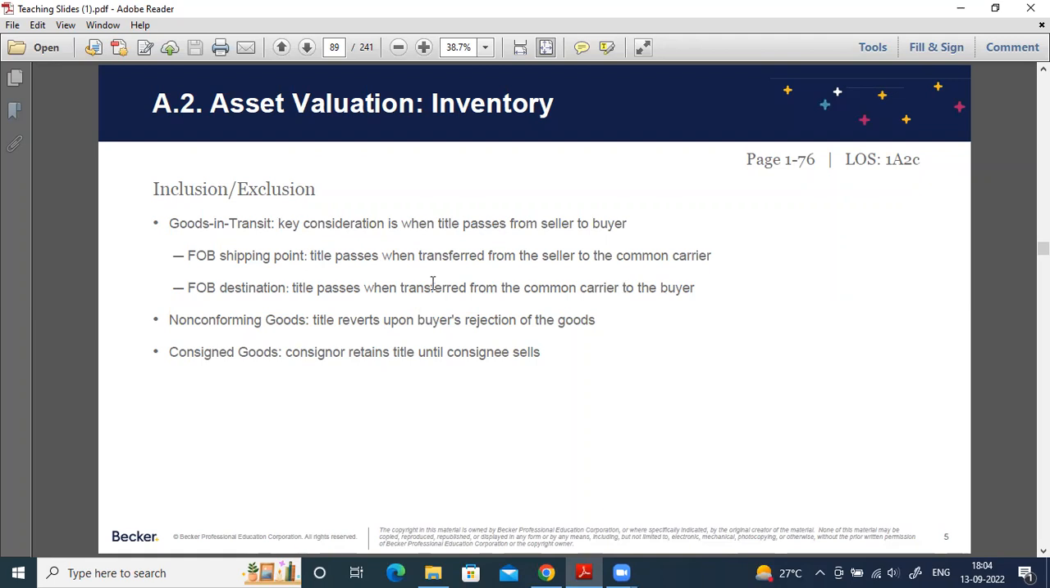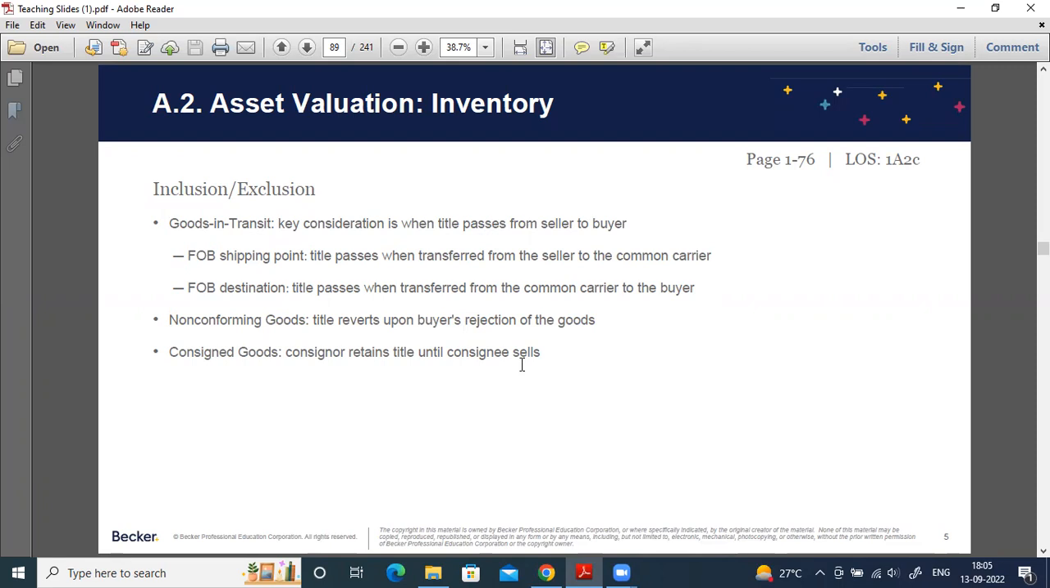So non-conforming goods. So here, title reverts upon buyer's rejection because the buyer might return some goods. So those are considered as non-conforming goods. Consigned goods. Now, generally consigned in the sense if a principal tries to sell the goods through an agent, then that particular transaction is known as consigned. So in case of consignment, the consignor retains the title until the consignee sells. Suppose for example, X company is a consignor. Suppose X is a company which belongs to India.